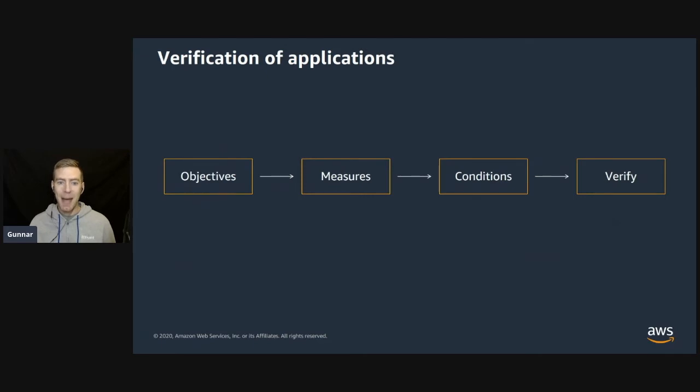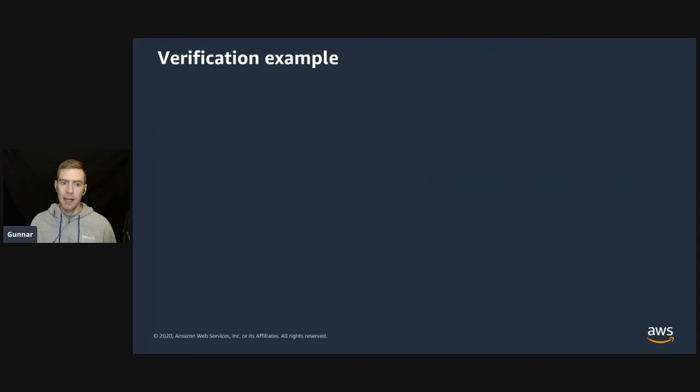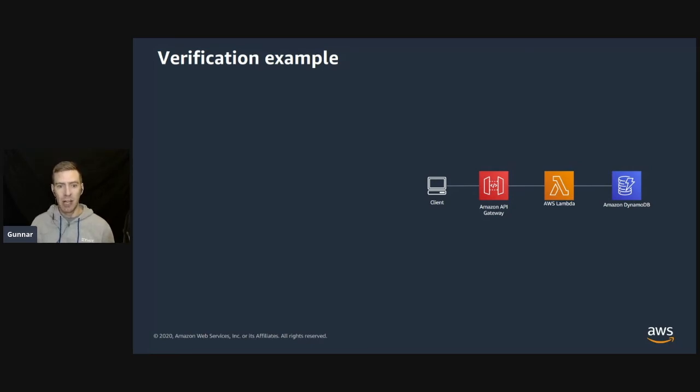All right, so back to our verification process. We now know a bit about how we can add conditions to the process. So let's look at some practical examples of verification. In this example, we have a simple serverless web service. It's a client calling API Gateway, which in turn invokes a Lambda function that retrieves or stores data in DynamoDB.